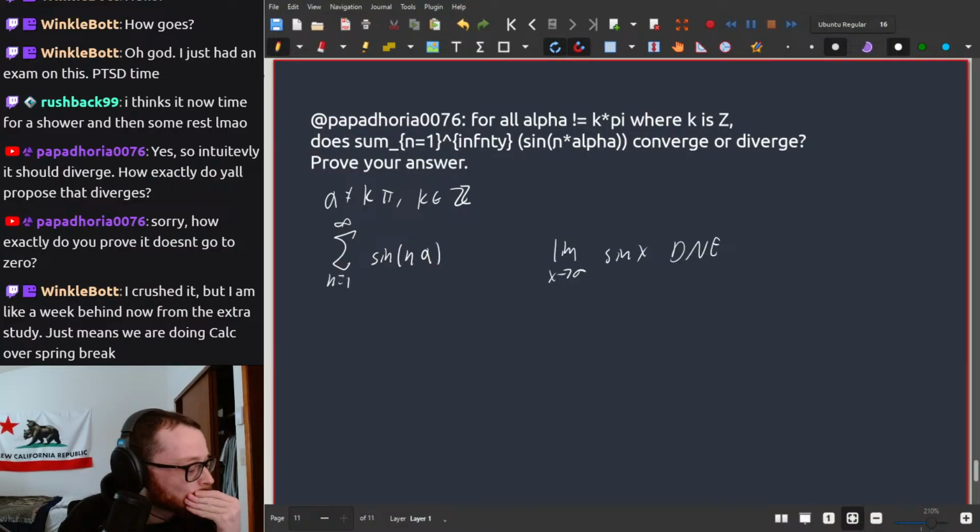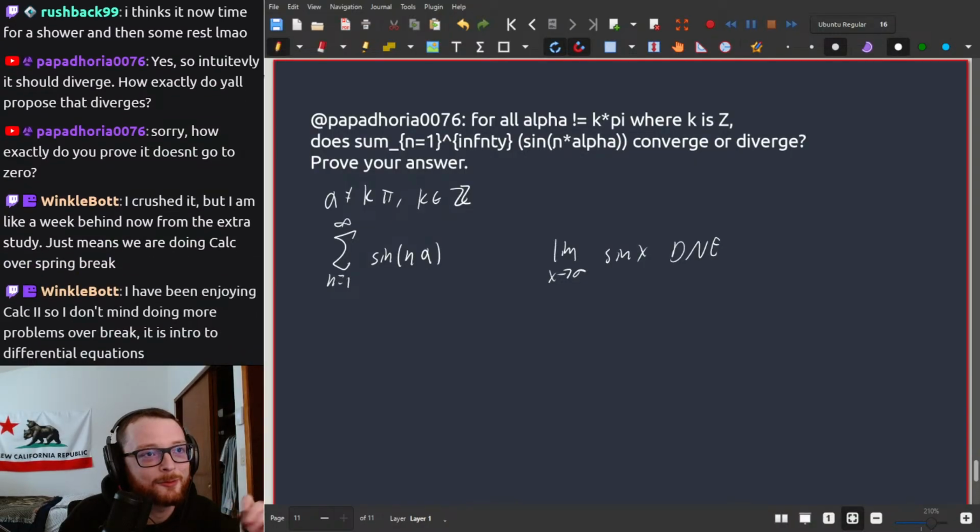How do we show this? Like, we would need to do epsilon delta to actually prove this.